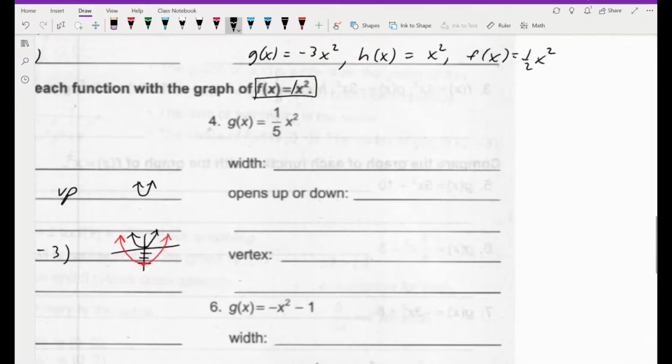Number 4. 1/5 compared to the number 1. 1/5 x squared compared to 1x squared. Well, 1/5, it's going to be wider. So the width, we could say, the g of x is wider. It's still positive 1/5, so it's going to open up. Now the vertex, this graph is not shifted up or down. If it were, it would have a plus a number here or a minus some number here, and there's nothing there. So the vertex is your regular vertex of 0, 0. That's your basic vertex for any parabola, 0, 0.